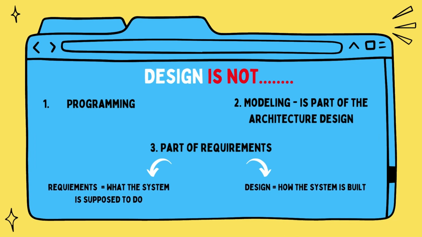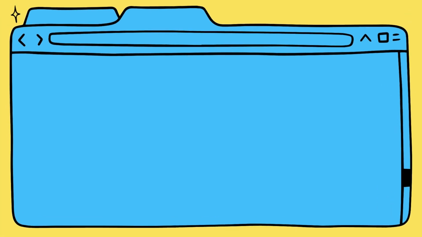Design is not programming. Design is not modeling. Modeling is part of the architecture design, part of requirement. Requirement is what the system is supposed to do. Design is how the system is built.